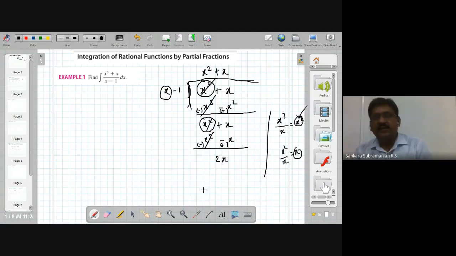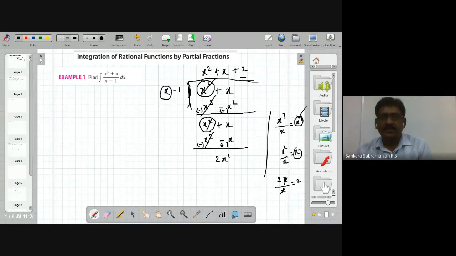Now, still I can go further, because the degree of the numerator and the degree of the denominator are equal. I can go for another step wherein the first term is 2x, and I divide it by x. I will be getting 2. So I can go with plus 2. Multiplying this 2 throughout with x minus 1, I will be getting 2x minus 2. Changing the sign and adding, you will be getting plus 2.